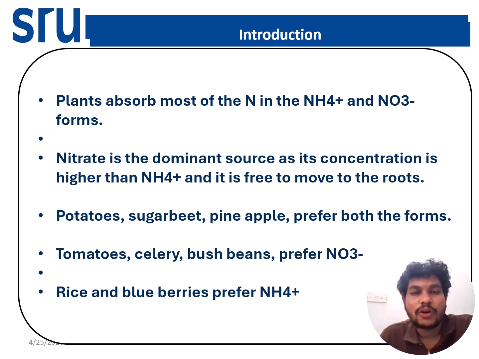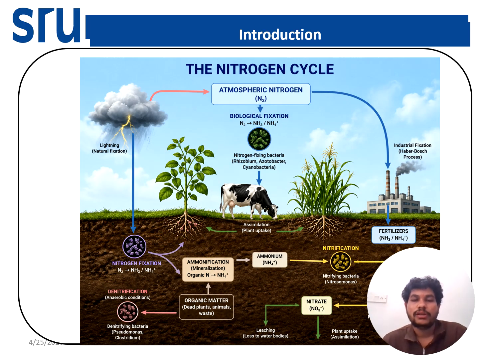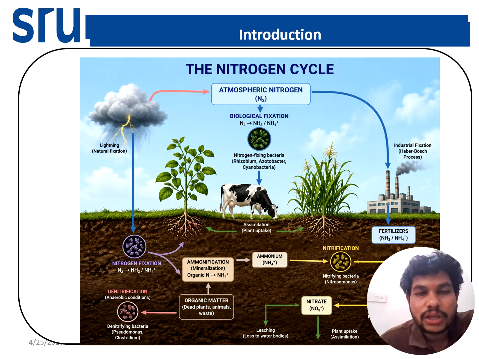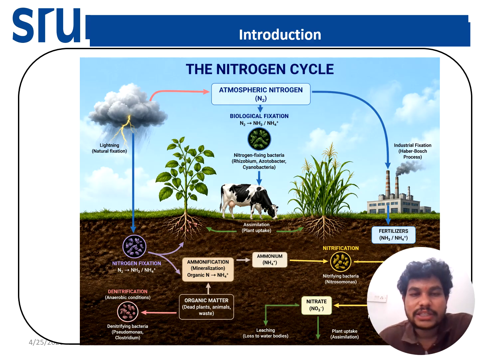But some crops will uptake the nitrogen mostly or 100% in NH4 form. Crops like rice, jute, and tea take nitrogen in NH4 form. So how does nitrogen come into the soil? That we'll see through the nitrogen cycle. We know that in the atmosphere nearly 78% of nitrogen is present in N2 form.